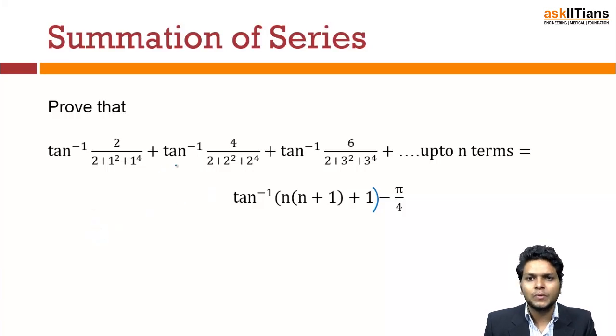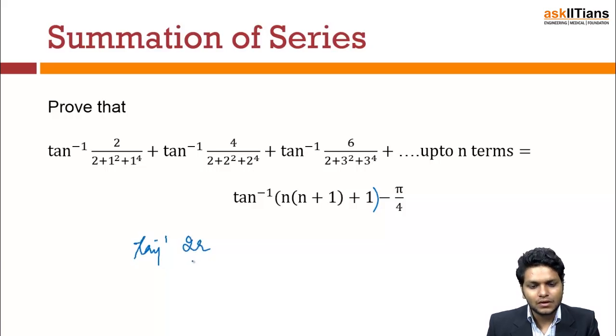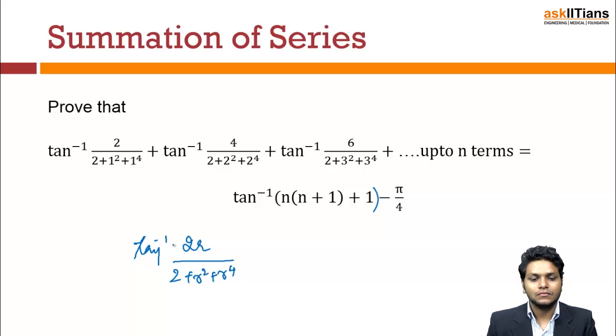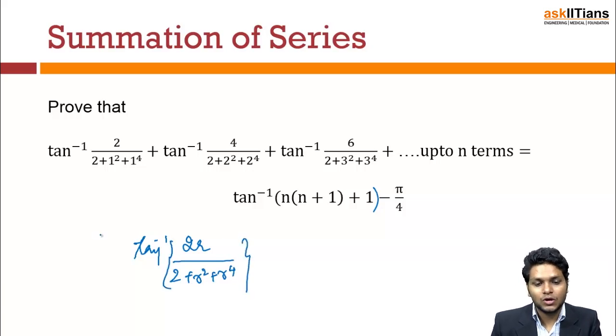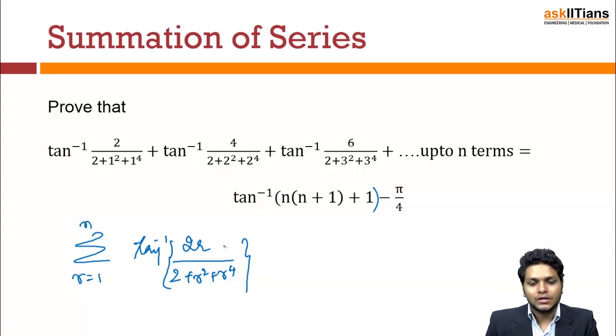Okay, see, there are so many terms, so the very first thing that comes to me is to write its general term. For the first term I have 2, second term 4, third term 6, which means the numerator is of the format tan inverse 2r. And the denominator says 2 is common to everyone, plus r square plus r to the power 4. Now this is what I have, and they are summing it up. R is starting from 1 and goes till n. That is what it is.